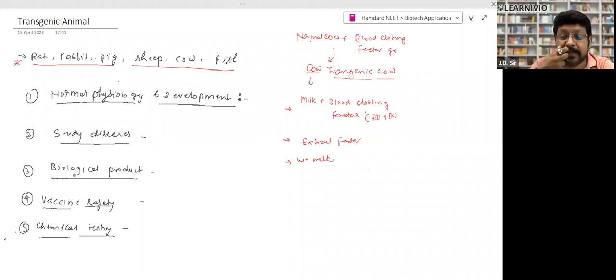To test vaccine safety. Vaccine safety cannot be tested directly on humans, right? Suppose you have made a vaccine for corona. You cannot directly use it in humans, right? You require some organism to test the safety of the vaccine and for some chemical testing. We use these transgenic organisms. So this is the purpose behind making transgenic organisms, okay?